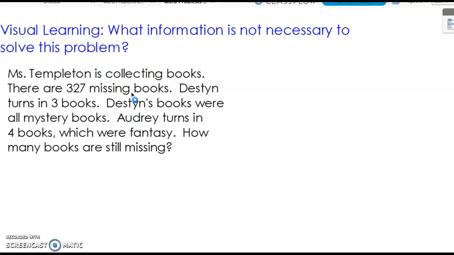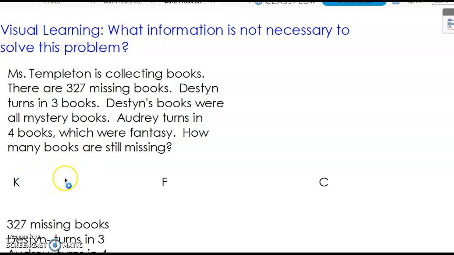Again, we're going to use our strategy of KFC. Let's think about what we know. We know that there are 327 missing books. We know that Destin turns in 3 books, and they're mysteries. And Audrey turns in 4 books, and they're fantasy. And our question is, how many more books are still missing? So we know that there are 327 missing books, Destin turns in 3, and Audrey turns in 4. And we need to find out how many books are still missing.